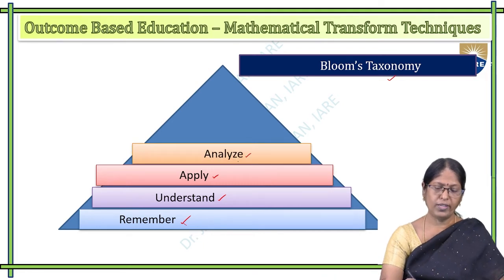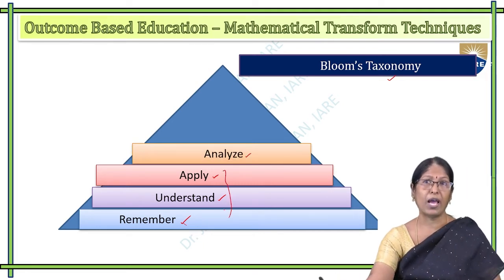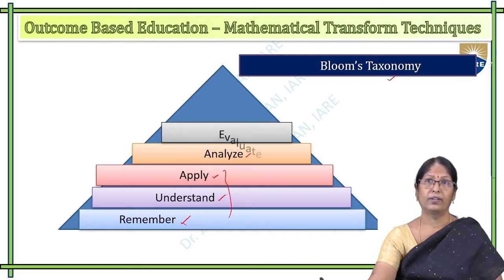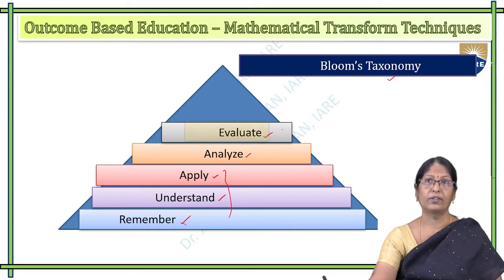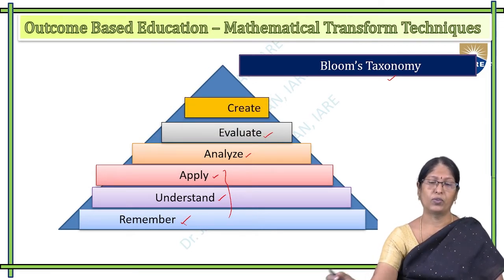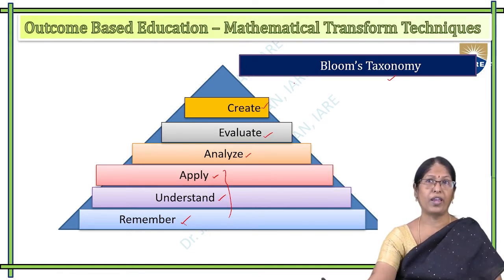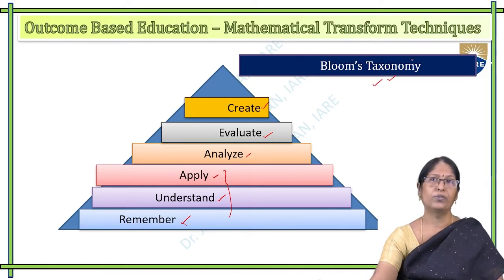And with all these 3, we do the comparison, that is analyze. The next level is evaluate. The last one is create. With all the 5, we do the assembling to create a new one. So these 6 levels are Bloom's taxonomy.